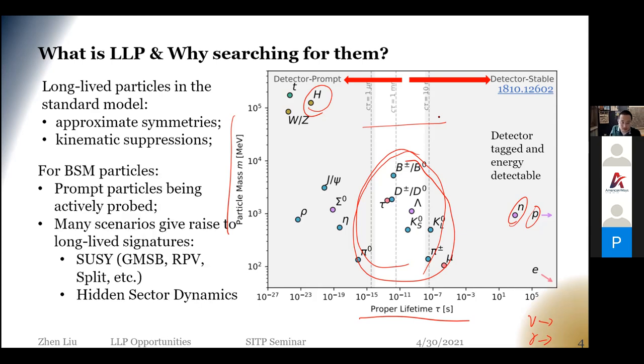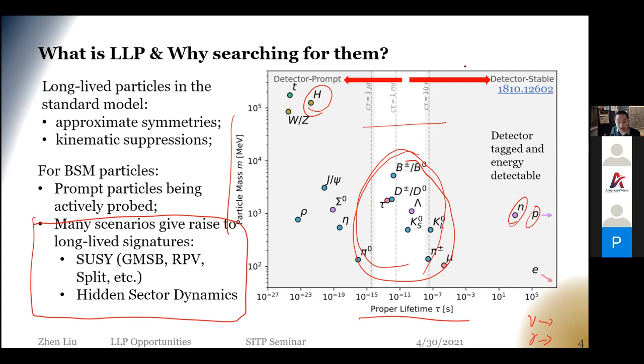But for BSM physics, we often think our target is new physics that decays promptly, or, at the other extreme, is very stable. Instead, there are many scenarios giving rise to particles whose lifetime falls into the category of being metastable, which means I cannot detect them as missing energy. I cannot detect them as promptly decaying particles and reconstruct them from visible particles, but rather they move a certain distance in my collider detector and can then be captured.